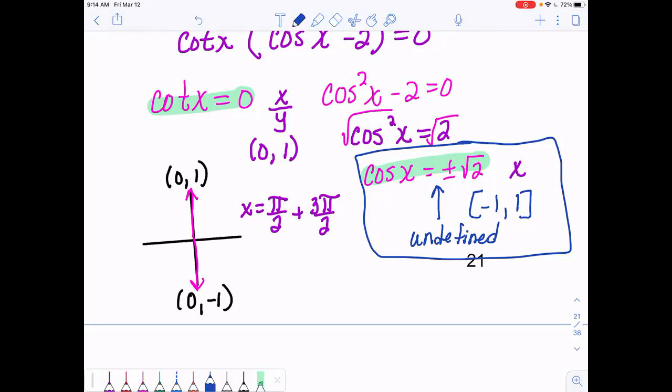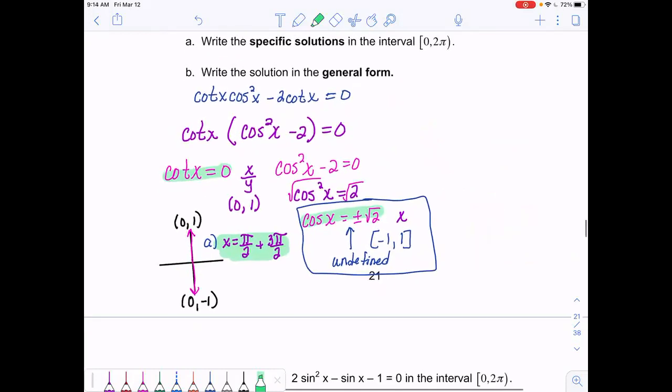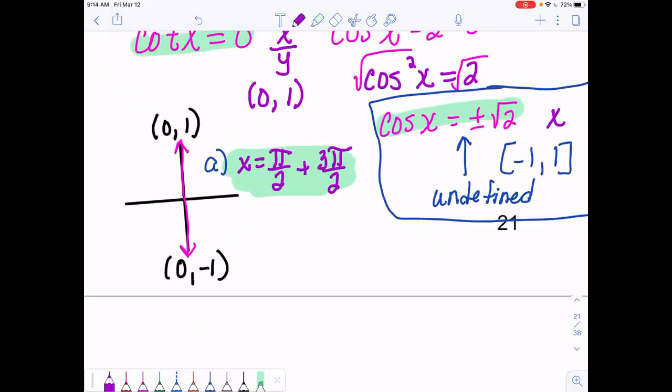Questions. So for part A, our only angles are pi over 2 and 3 pi over 2. Part B says write the solution in general form. So my first angle is pi over 2. I want you to think about this. If you look at pi over 2 and you look at 3 pi over 2, what could I add to pi over 2 to get to 3 pi over 2? Peter? I could add pi.